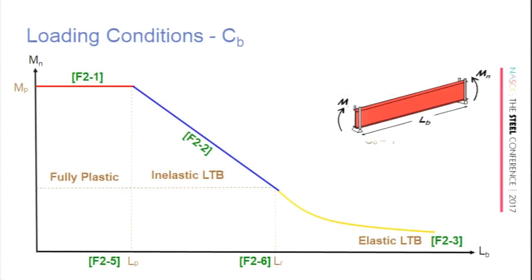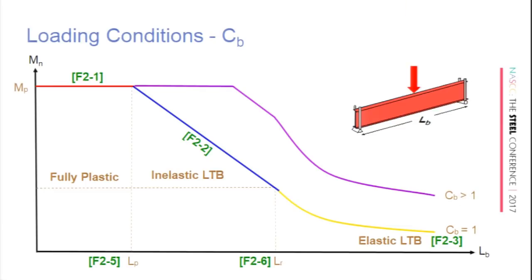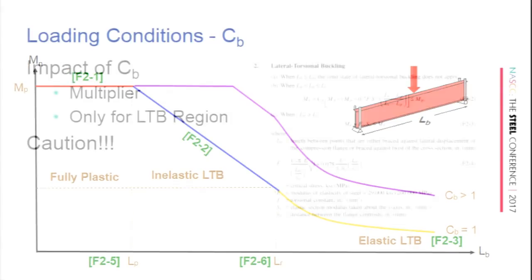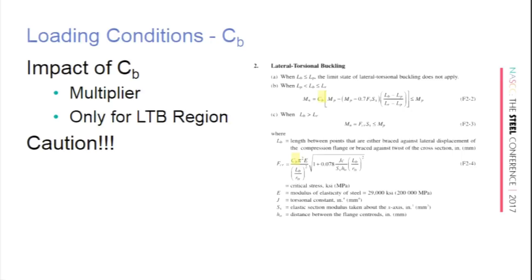So what does that do for us? Where does that show up? Well, our basic case has that C sub B equal to 1, that uniform moment loading condition. If we have a point load, let's say, and we get a C sub B greater than 1 using our formula, then our curve looks something like this. We're simply multiplying these values by C sub B, but there's one very important caveat to this. Obviously, in the code equations, C sub B multiplies the inelastic lateral torsional buckling strength and the critical elastic buckling stress to get that multiplier of C sub B.